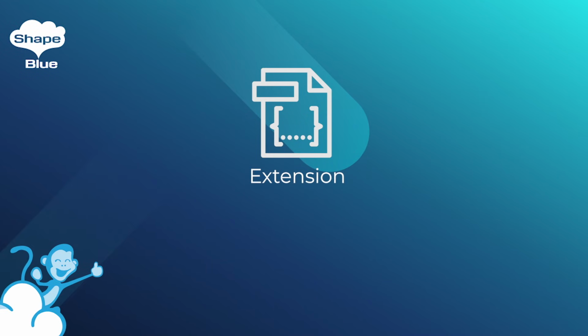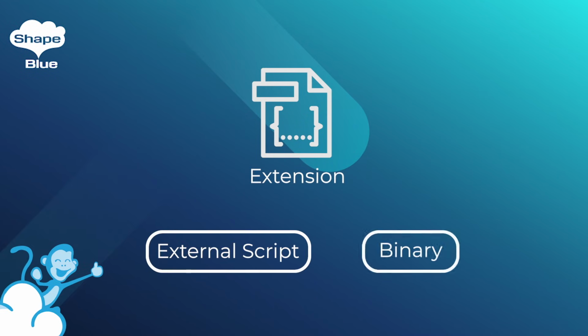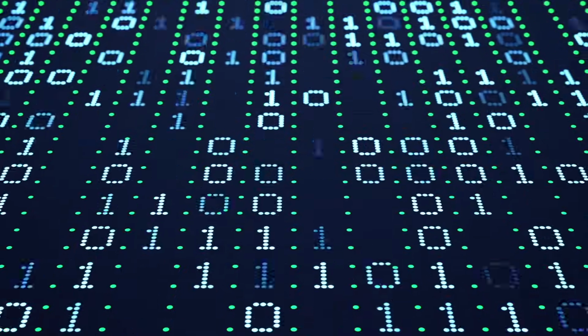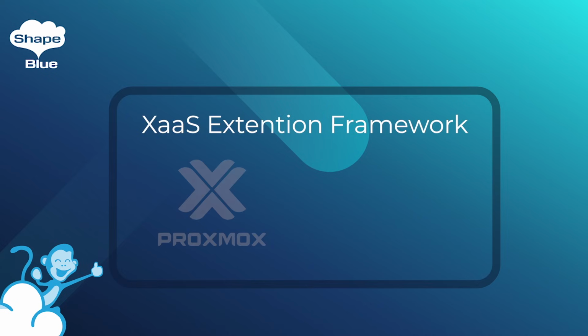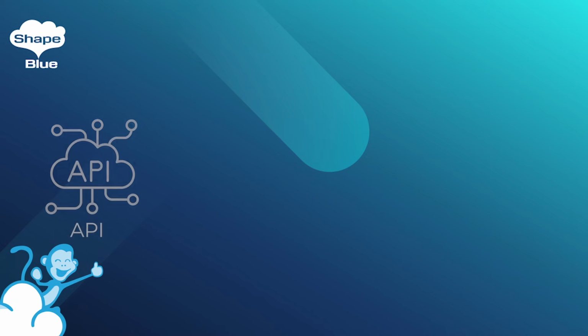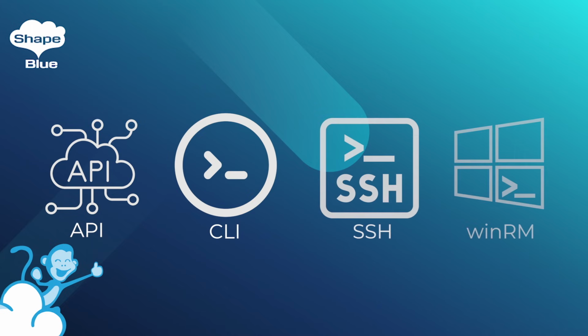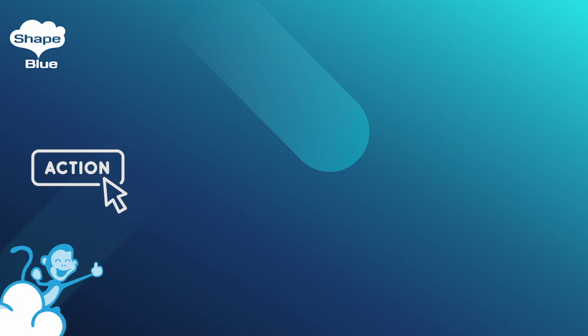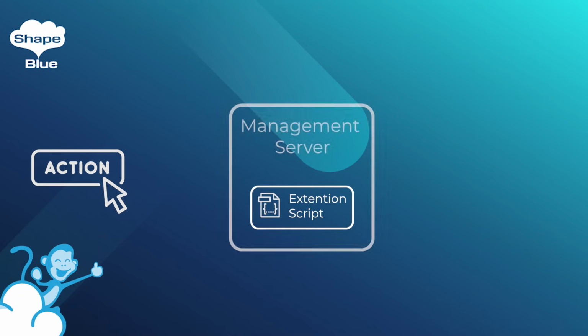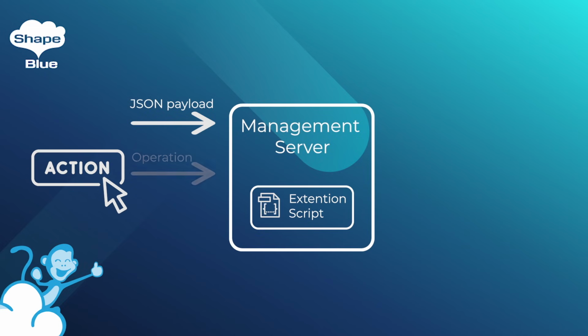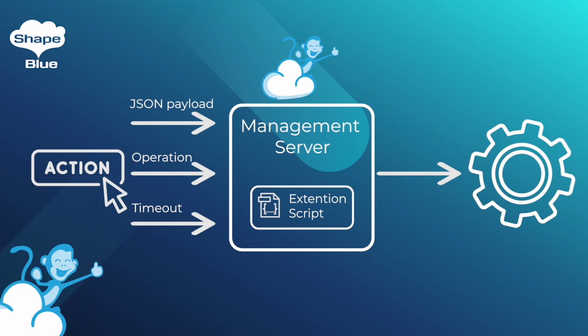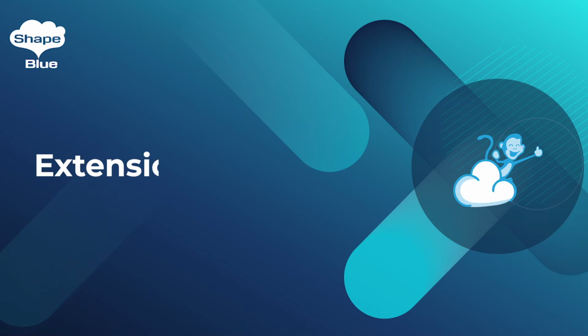An extension in CloudStack is defined as an external script or binary that implements specific actions in CloudStack. It can be written in any programming language. The script then communicates with the external platform. It uses API, CLI, SSH, or WinRM to execute the operation and then returns a JSON response with status and metadata. When an action is triggered, CloudStack calls the extension script on the management server, passing a JSON payload, the requested operation, and a timeout. CloudStack maps this response to its job system and updates the operation status accordingly.